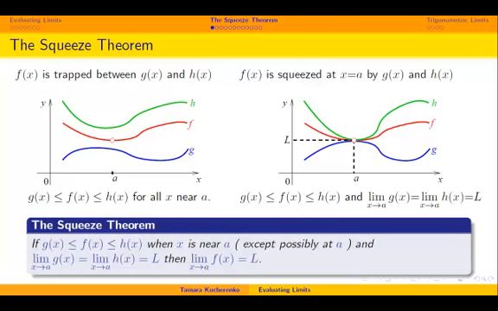If f(x) is greater than or equal to g(x) and is less than or equal to h(x) when x is near a, except possibly at a, and the limit as x tends to a of g(x) equals the limit as x tends to a of h(x) equals L, then the limit as x tends to a of f(x) exists and also equals L.